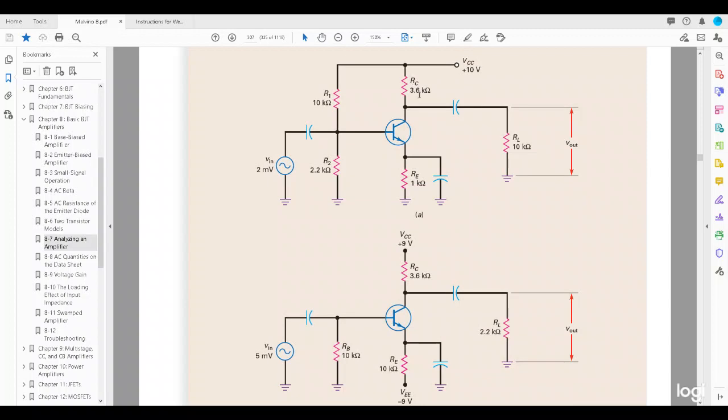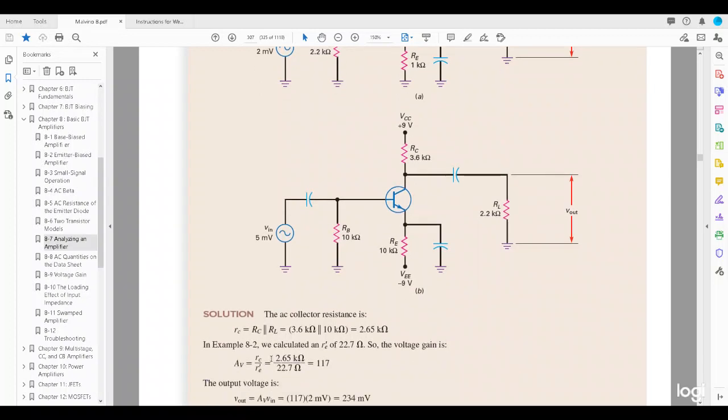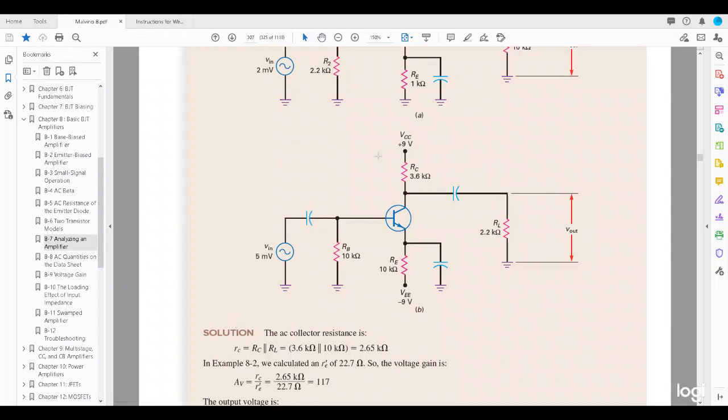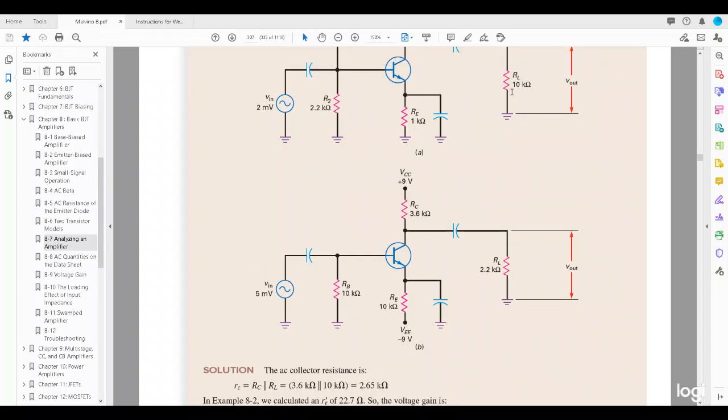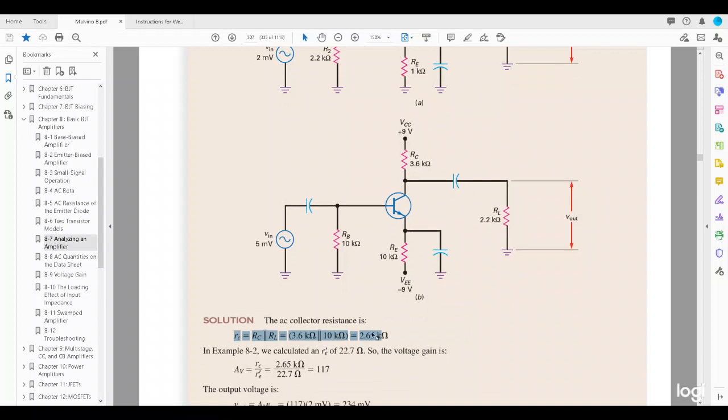So 3,600 ohms on top, 1K here. He says that the gain, so he takes the 3.6K, puts it in parallel with the 10K, comes out with an RC of 2.65K. That is the impedance that is connected to the collector. And then he takes that value, 2.65K, and divides it by 22.7 R prime E, and he comes up with a gain of 117. This is the gain with the load attached.